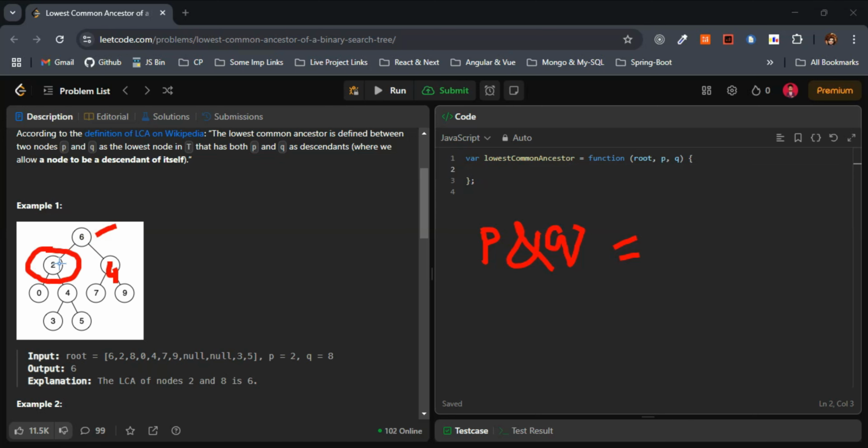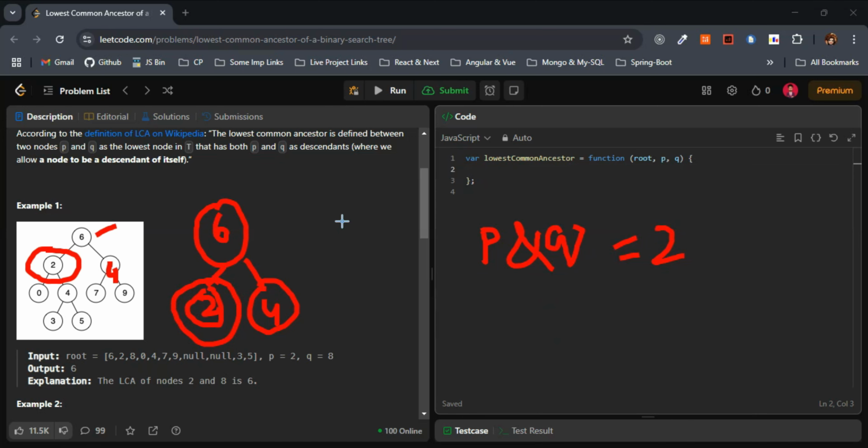Suppose we have this one, 6. We are just considering here 6, 2 and 4 in this case, right? If P and Q are both less than the root they have given, both are lesser than the root, then the LCA will be in the left subtree here in this case, right? So this is the first condition.